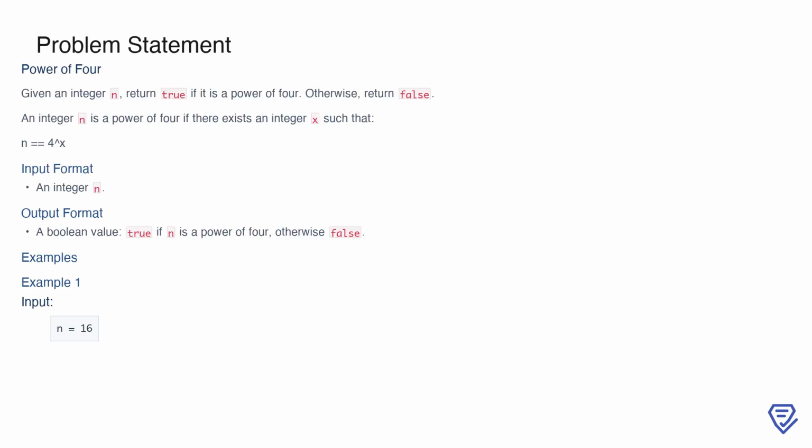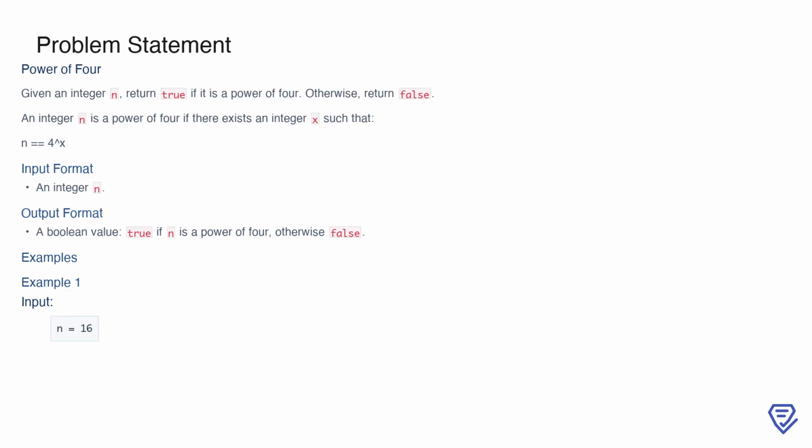Let's dive right in. In this problem, we are asked to determine if a given integer, n, is a power of 4. If it is, we return true, otherwise, we return false. A number is considered a power of 4 if there exists some integer x such that n equals 4 raised to the power of x. For the input, we receive an integer n, and the output is a Boolean value, true if the condition holds, or false if it does not.